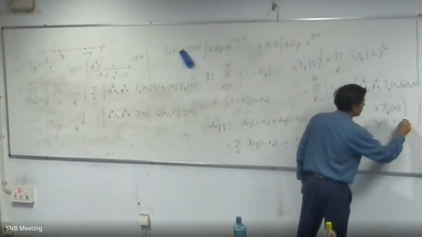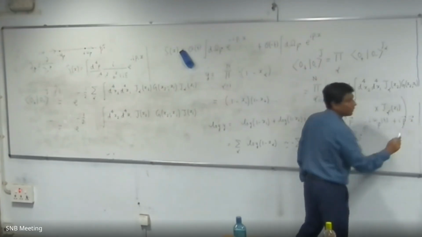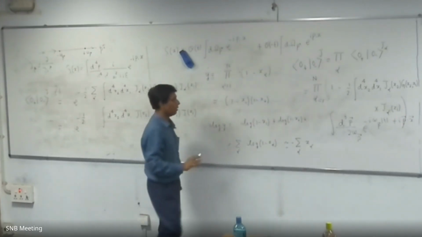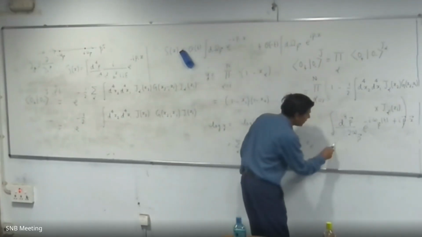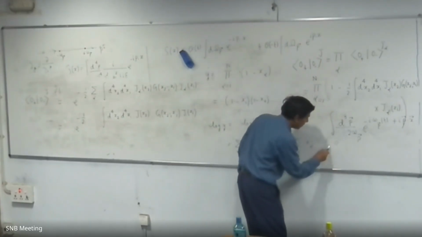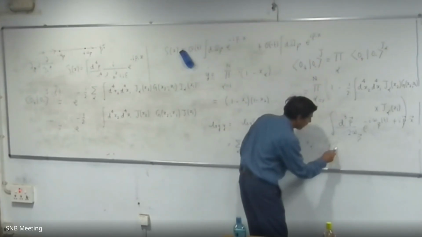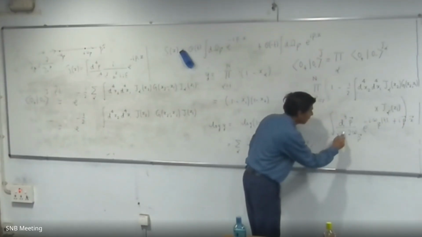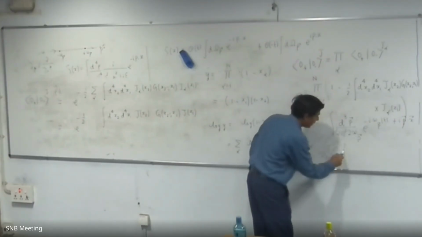This has nothing to do with any Green integral or anything. This is not Green's theorem. I am writing this thing as d^3p by (2π)^3, and then I am putting in another integral.